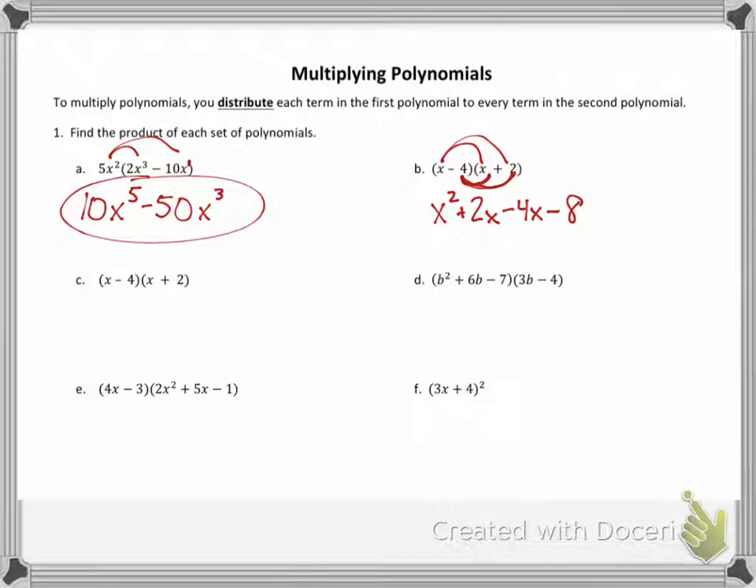Once you do your distribution, just like anything else, if you have any like terms, combine them. So clearly we have 2 of the same types of x's, so we'll just combine like terms. 2x and negative 4x make negative 2x. So this would simplify to x squared minus 2x minus 8.